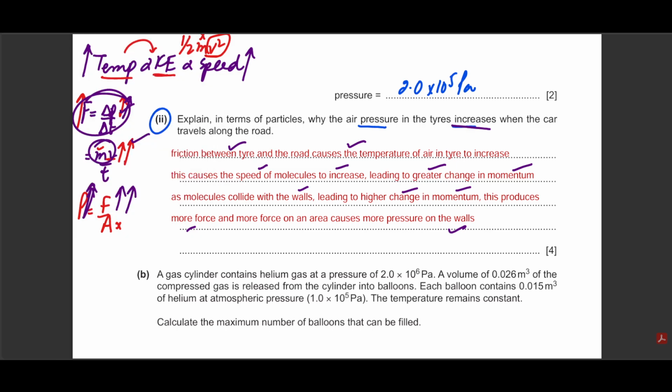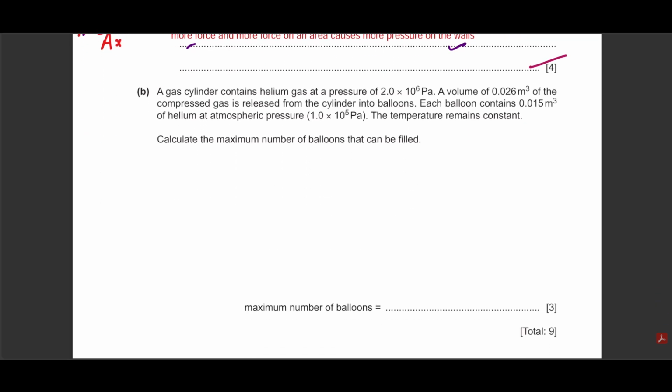This is a very long explanation. We had to do it because it was a 4-mark question. It has to be appropriate.